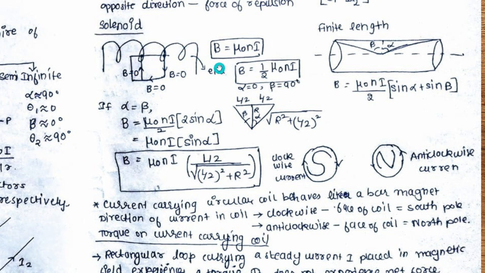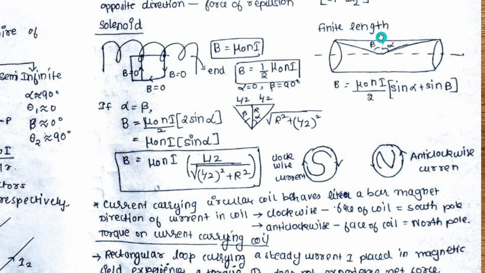Now at the ends of the solenoid, this formula changes to half of it. Half of μ₀nI. So alpha is equal to 0 and beta is 90 degrees. Here in this diagram, as you can see, this is alpha and this is beta. So this formula has been derived from this.